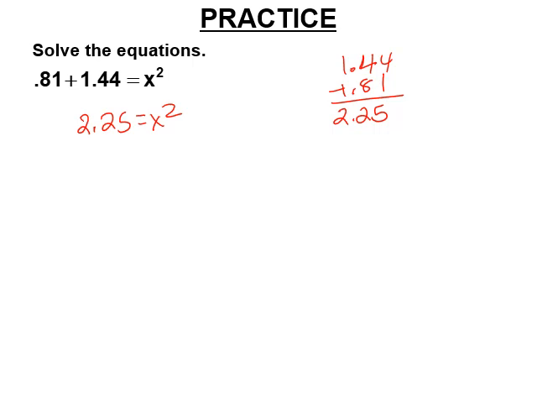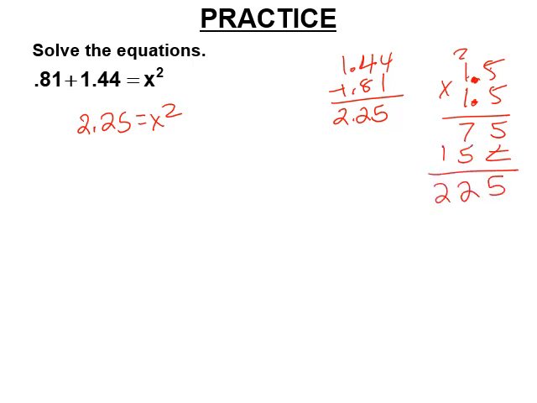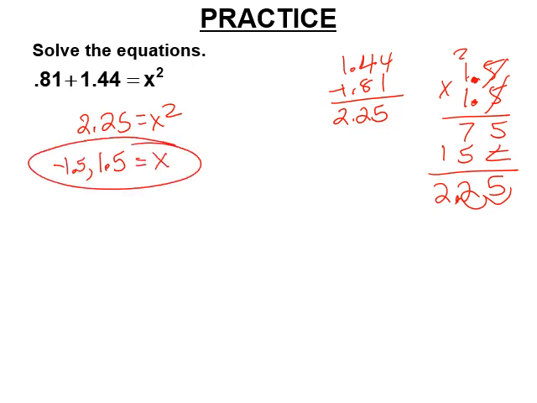Careful on this one, I almost did it wrong. It's not 0.15, I believe it's 1.5. Let's double check. 5 times 5 is 25. We need to move the decimal only 2 times to make 2.25. So we need 1.5 and negative 1.5 here for x. Yeah, I don't think we did that one before.